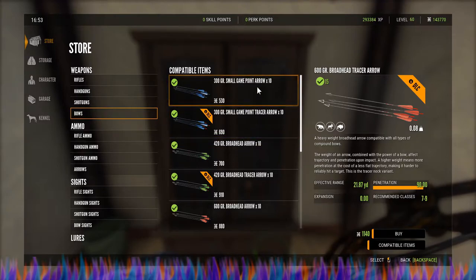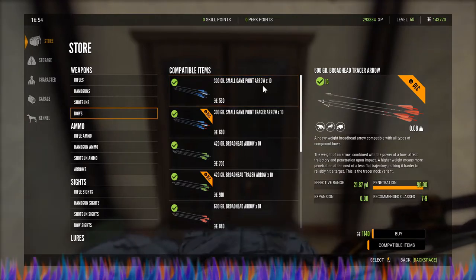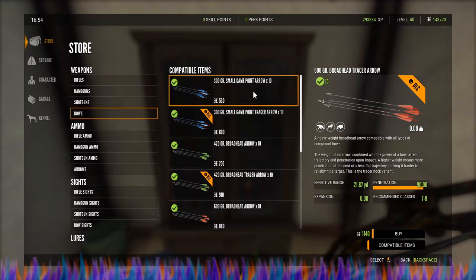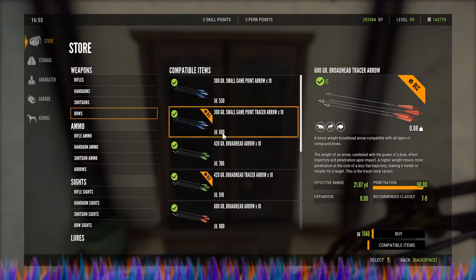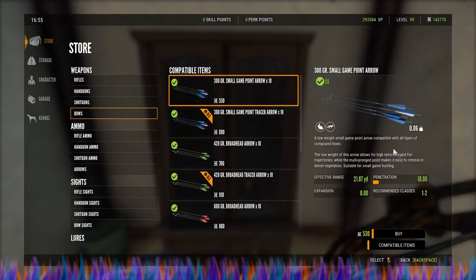Now, we're going to take a look at these 2 at a time, or group them by the same grainage. So the 300 grain small game point arrows in the non-tracer variety are going to cost you a weapon score or a bow score of 1,066 to unlock, be able to purchase. 10 of them are going to run you 530 credits. No unlock score for the tracer version. 10 of them are going to run you 690 credits.